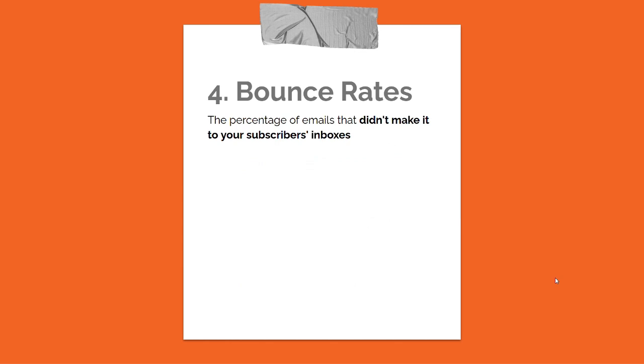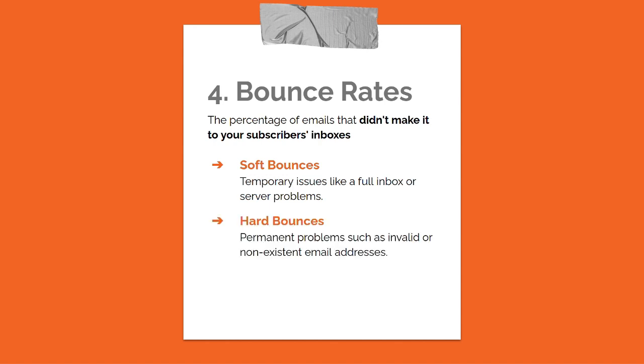Let's go into the 4th category, the bounce rate. The bounce rate is a percentage of emails that did not make it to your subscribers' inboxes. And there are 2 types, the soft bounces, which are temporary issues like a full inbox or a server issue, and the hard bounces. These are permanent problems such as invalid or non-existent email addresses. Somebody may have made a typo when filling out the form, or a bot crawled your website and entered a fictitious email address.